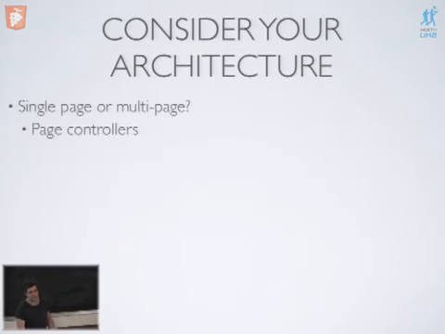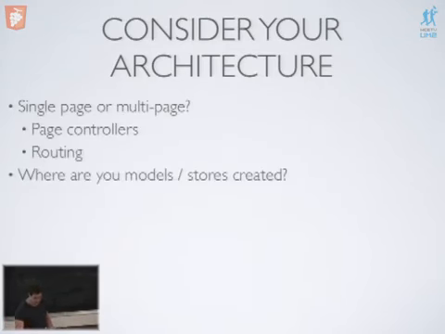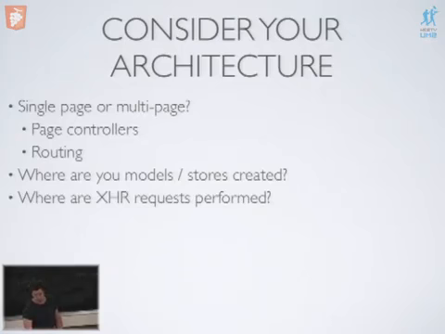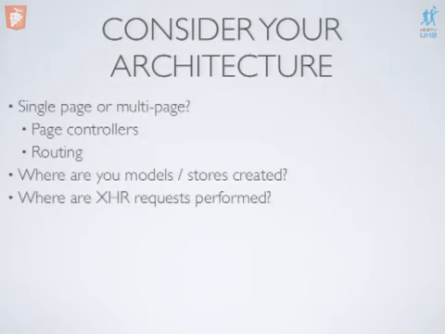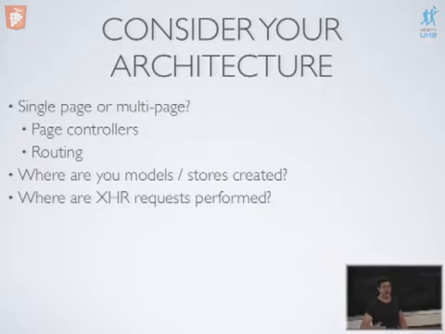So, do you have page controllers? Do you have routing? Where are your models created? Again, I talked about pre-populating models. It's important to know where your models are coming from and where their data is coming from. Where are your XHR requests performed? If you've got an Ajax user interface, are your views getting their own data? Are the models getting the data, or are the controllers getting the data? You need to think about these things, and you need to plan which way you're going to do it.